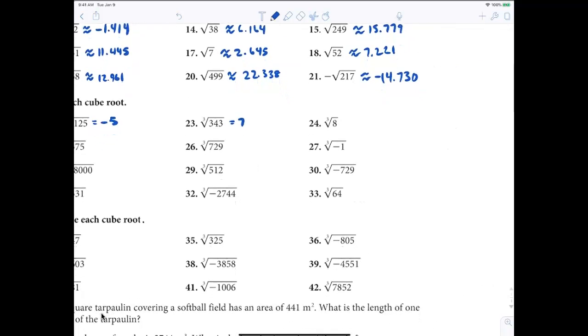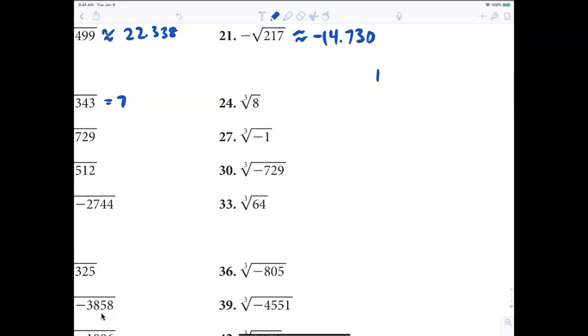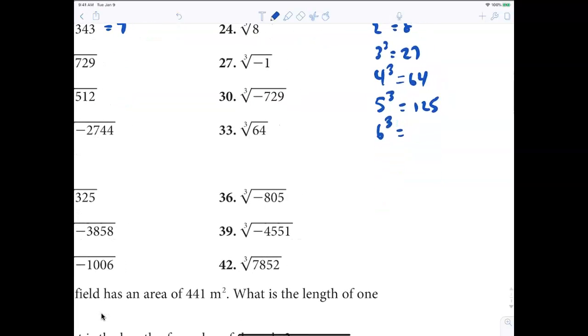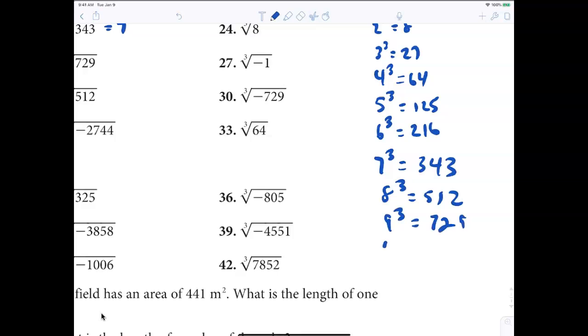When you're doing this, 1 cubed is what? 1. 2 cubed is what? 8. 3 cubed. 4 cubed. 64. 5 cubed. 125. Now here's where people have a little bit of trouble. 6 cubed. We're going to do that so much eventually. 216. 7 cubed is 343. 8 cubed is generally 512. 729. And then 10 cubed.